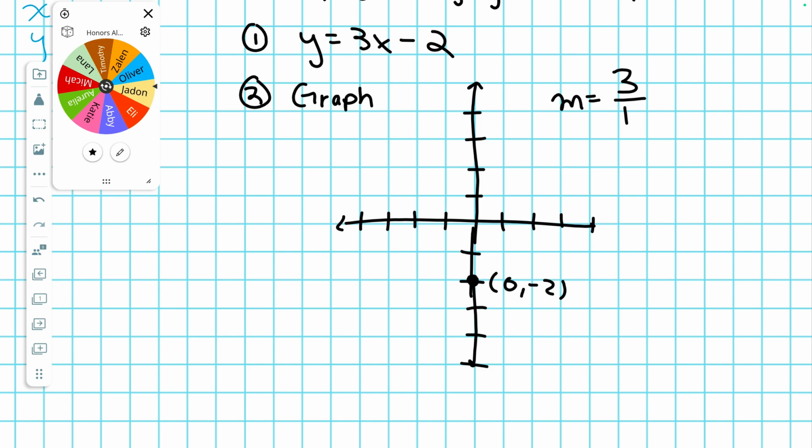Oh, okay, so when we think about this, we think about the direction that the rate of change is moving. So for instance, this value is positive. So I could think about this as up 3, right 1.